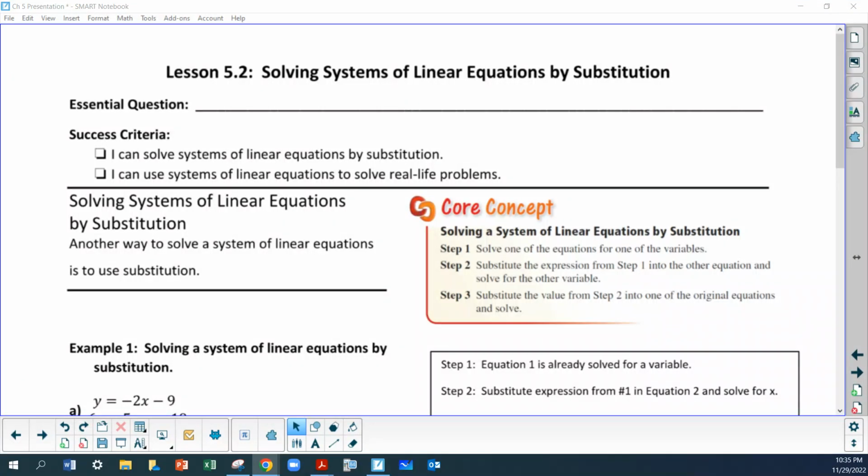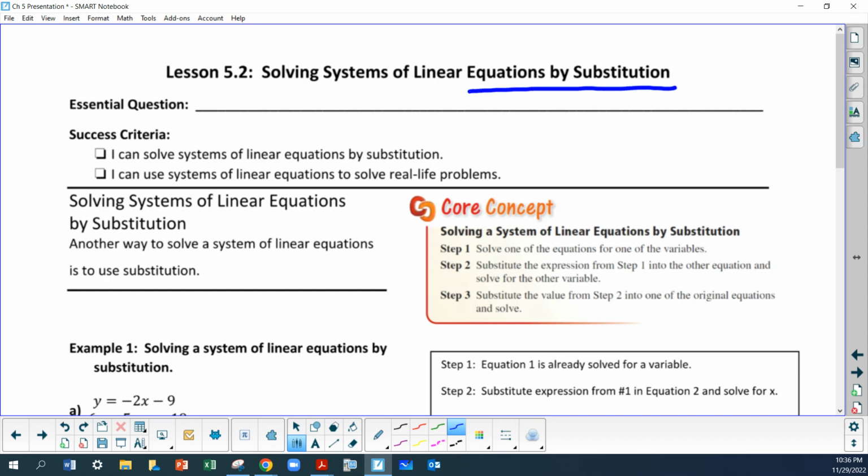Once again, we get to work with systems of equations. That means we should be seeing two equations with two variables such as x and y. Today, our focus, as you can see, is going to be using the method of substitution.